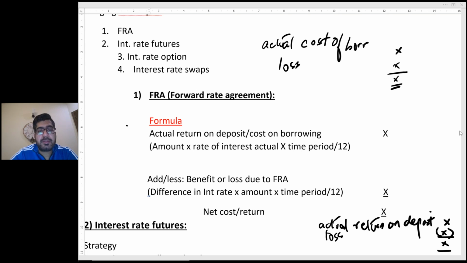You will firstly write actual cost of borrowing, and then you found you incurred loss due to FRA. So if you got actual cost of borrowing, then you got loss. What to do with the loss? Add or less? It can be both. If you have actual cost of borrowing above and you got loss, loss increases cost, therefore we add it.